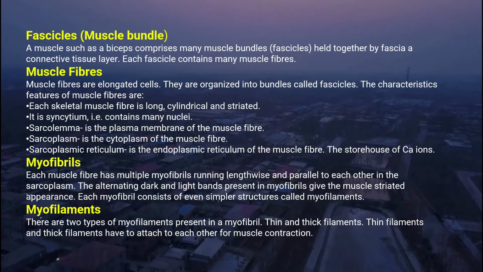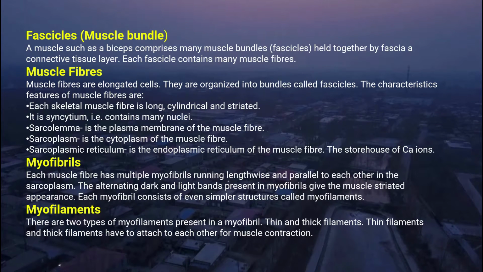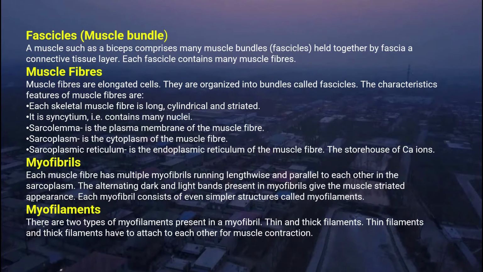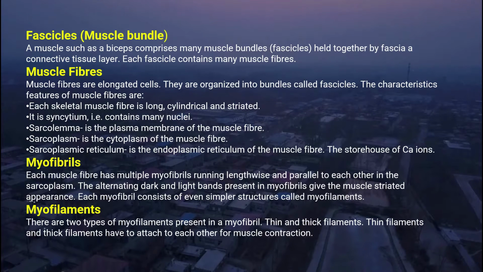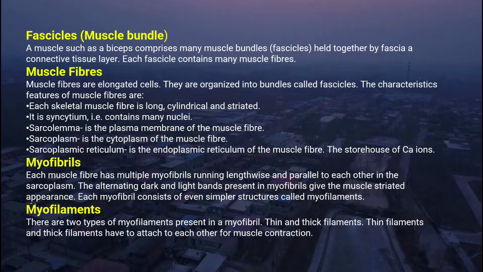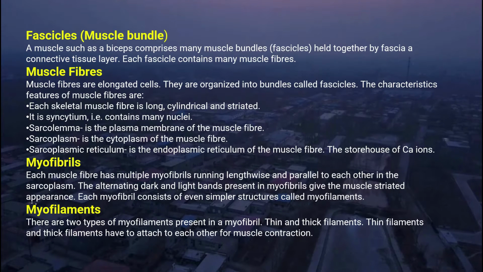Sarcolemma. It is the plasma membrane of the muscle fiber. Sarcoplasm. It is the cytoplasm of the muscle fiber. Sarcoplasmic reticulum. It is the endoplasmic reticulum of the muscle fiber. This is the storehouse of calcium ions.